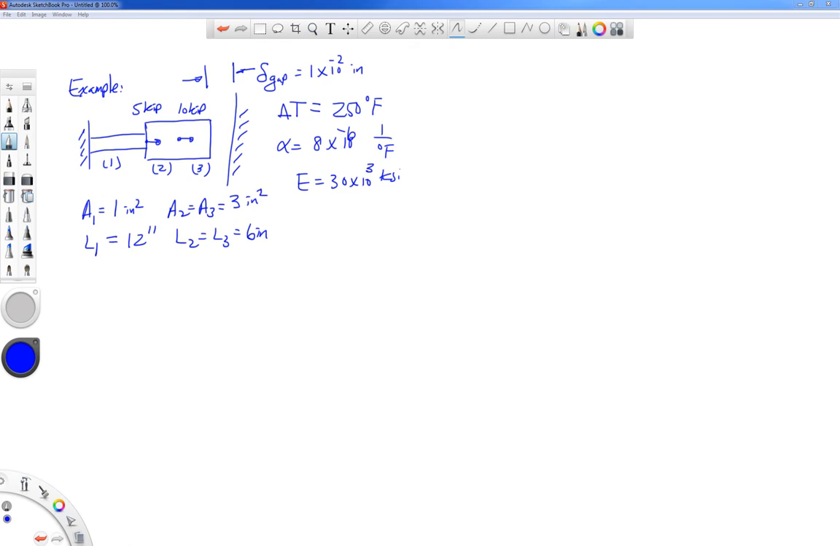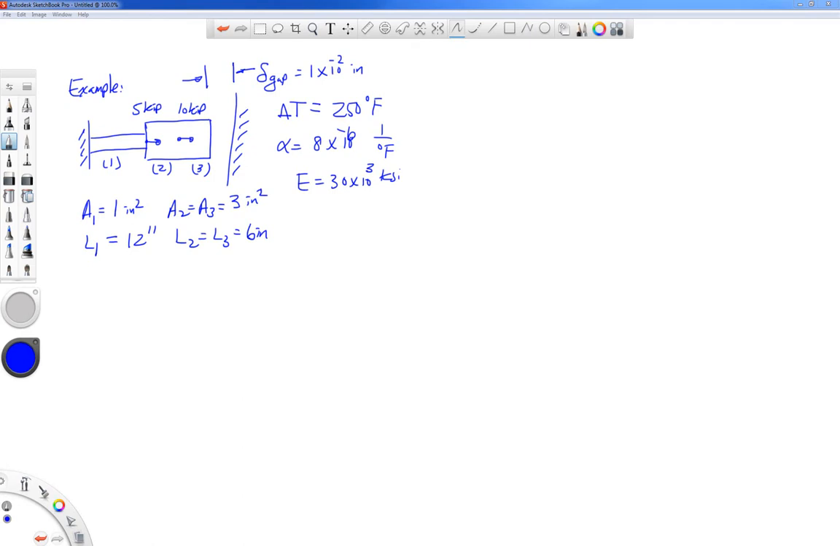And there's a gap between the end of the structure and the wall. I've exaggerated it so we can visualize it, but the gap is very small. It's 1 times 10 to the minus 2 inches. What we want to be able to do is find the forces in each of those 3 sections so that we can find the stresses, and in addition to that, find any strains and deformations and movements of those points. All right, so the way that we're going to approach this problem is first to see whether or not the gap closes.